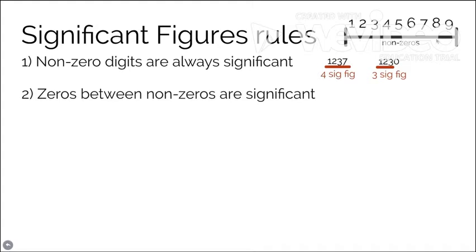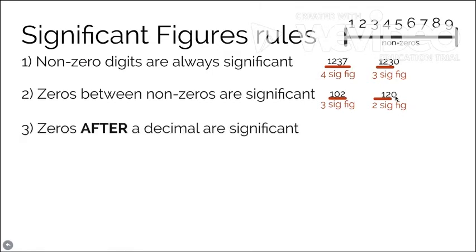Rule number 2 is that the zeros between non-zeros are significant. If we look at the number 102, notice that it has 1 and 2 on either side, left and right. These are our non-zeros. We definitely want to count those as significant. But because the 0 is placed between those two, sandwiched between them, we do count it as being significant. So overall, 102 would have 3 significant figures. As opposed to 120, again, same numbers, just in a different order, but because this 0 is at the end, we don't count it as being important. So instead, we just count the 1 and the 2 as being significant, and we get 2 significant figures.